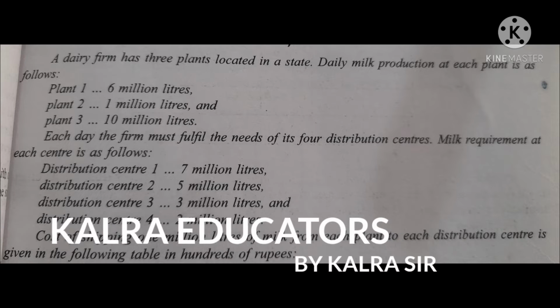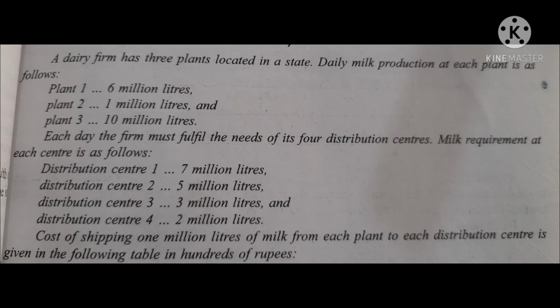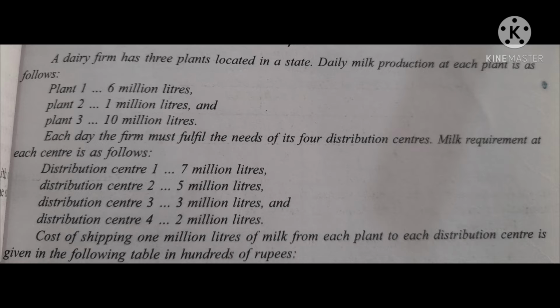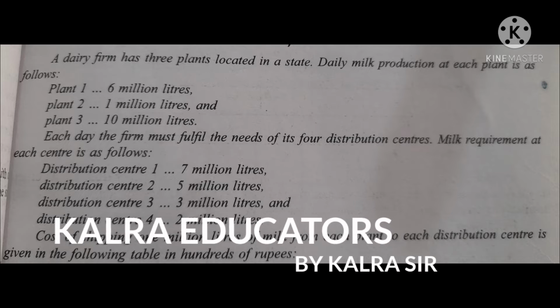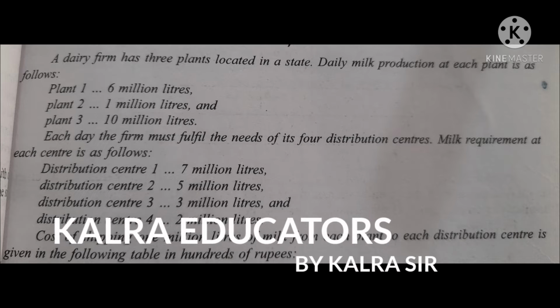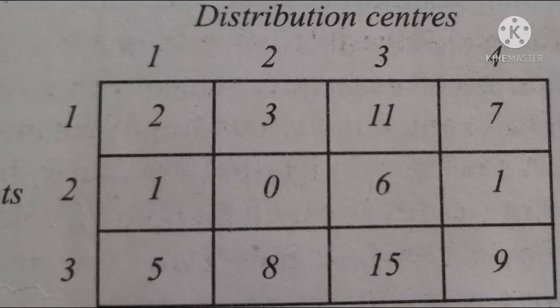Now we are talking about the question: a dairy farm has 3 plants located in a state, plants 1, 2 and 3, and they have distribution centers 1, 2, 3 and 4. Here the demand and supply are given in million liters, and the unit cost is given in this table. It means the cost from plants 1, 2, 3 to distribution centers 1, 2, 3, 4. From plant 1 to distribution center 1, the cost is 2. Likewise, the whole matrix is designed.